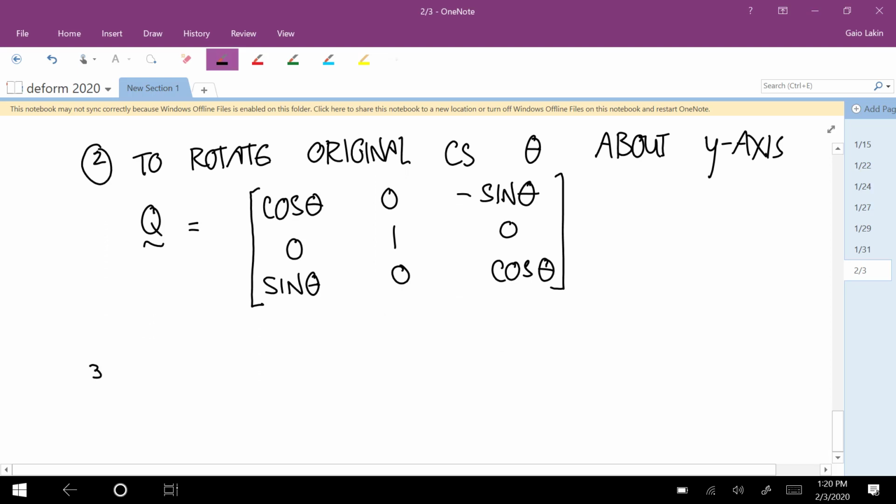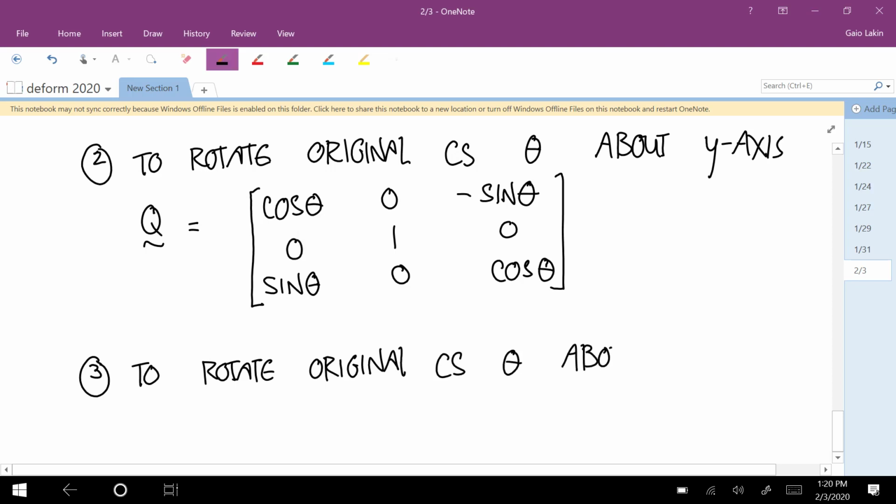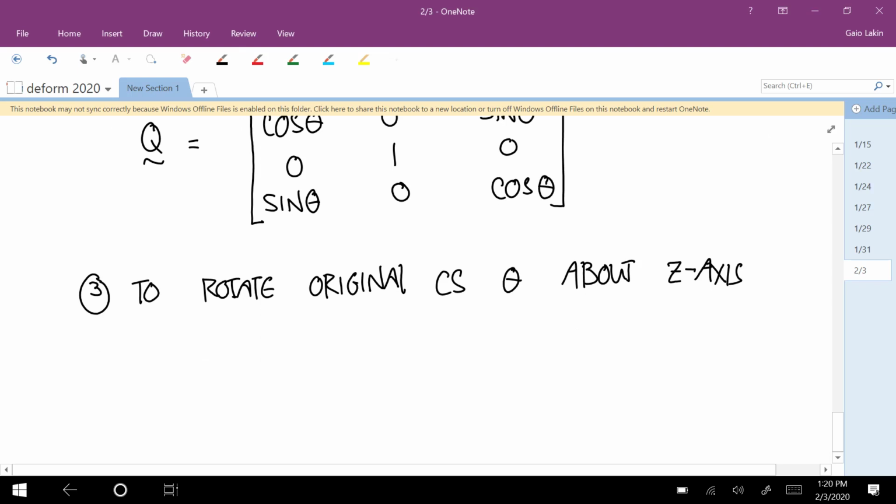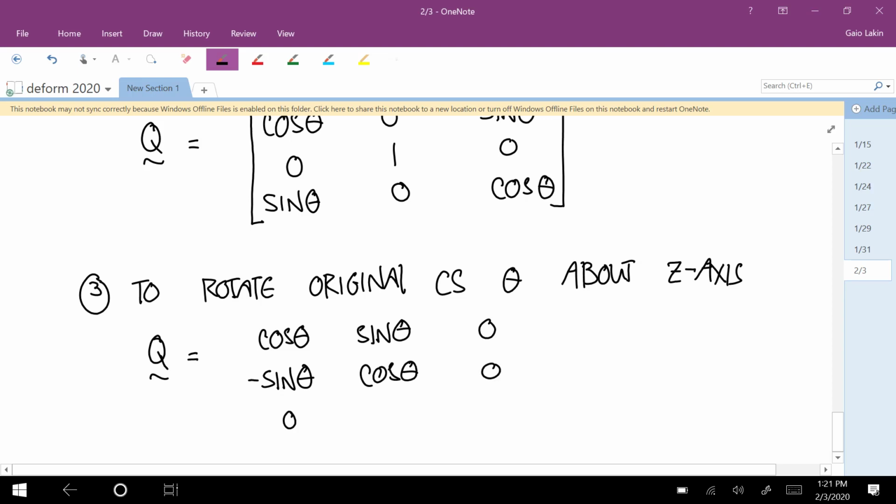And then third, to rotate the original coordinate system theta about the z-axis, the rotation matrix is cosine theta, sine theta, 0, negative sine theta, cosine theta, 0, 0, 0, 1.